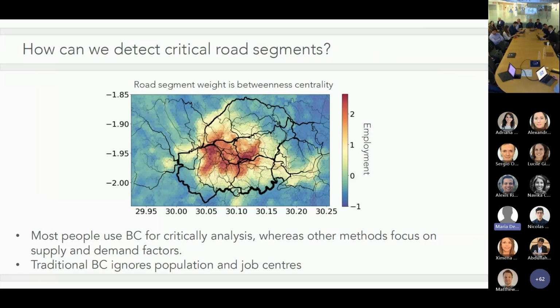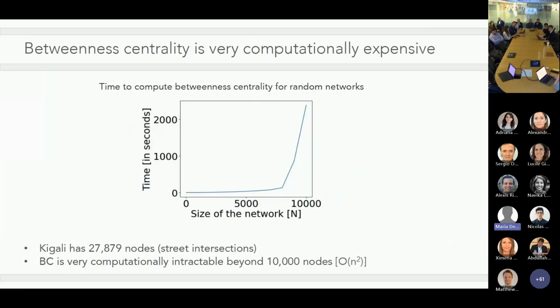But this is very computationally intensive, and it also ignores completely where jobs and population are. It's just based on the topology of the network. And it's very computationally expensive. Anything over 10,000 nodes in the network is virtually impossible to compute, and even just Kigali has nearly 3 times that. So it isn't scalable for large sets of international cities.